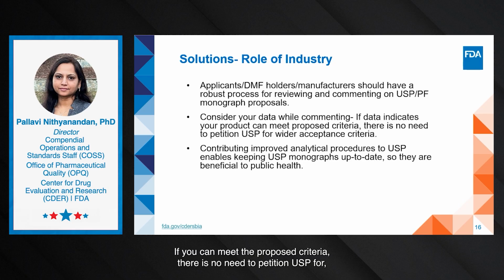This is something we have observed. If you can meet the proposed criteria, there is no need to petition USP for wider acceptance criteria, because with some of the monograph modernization efforts, we are moving to better methods, and the acceptance criteria is suitable for those methods. So if you are able to meet it, just because you may historically have a wider acceptance criteria, there is no need to petition. You can rather update your own acceptance criteria in your file with FDA. And also contributing to improved analytical procedures helps USP monographs stay up to date, so they are beneficial to public health.